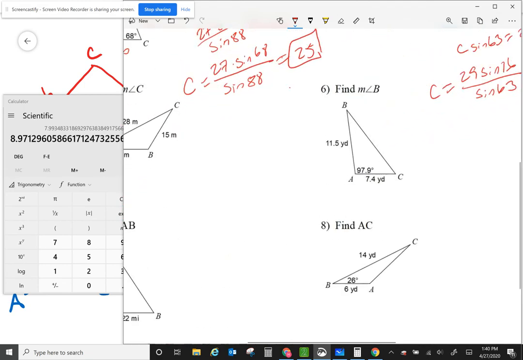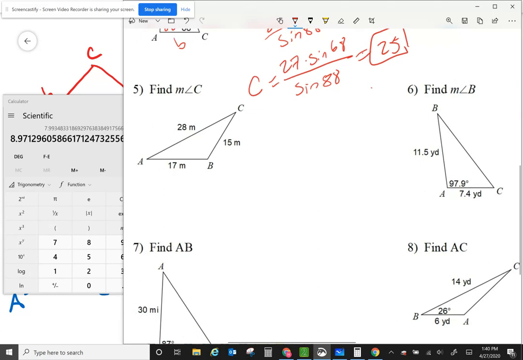All right, let's take a look at angle C. Question 5, I mean. Find the measurement of angle C. Now, I'm given all three sides. I'm looking for an angle. I'm not given an angle at all. I'm just given three sides. That's for sure law of cosines.